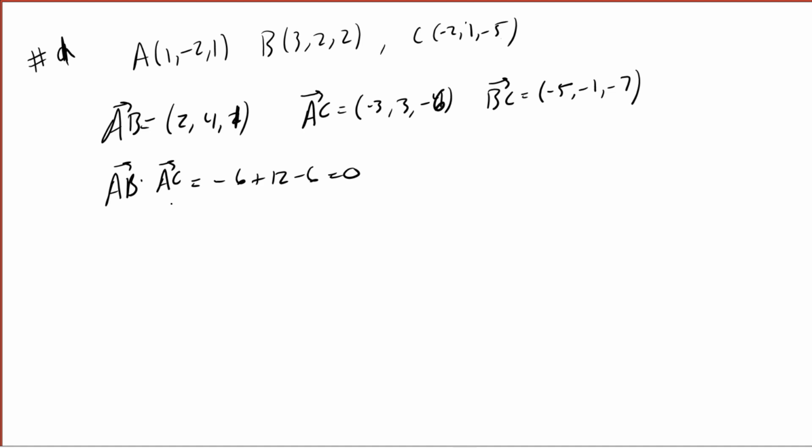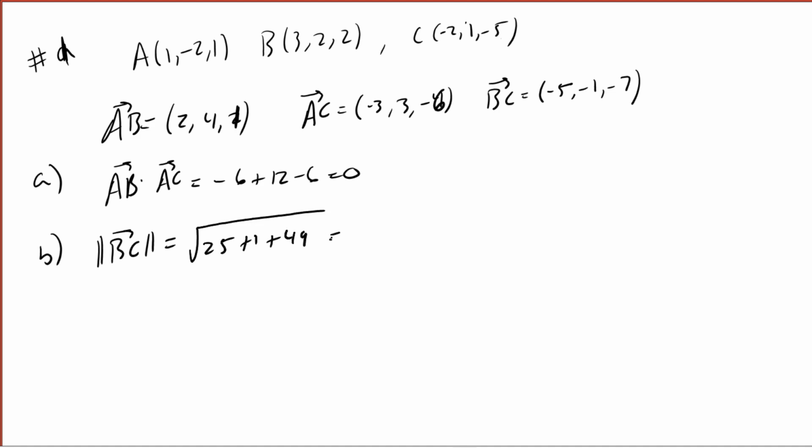So determine the length of the hypotenuse. Well, if these are the two legs of the triangle, because they're at right angles, the hypotenuse is this vector BC. Right, so that's going to be the norm of BC, which is square root of 25 plus 1 plus 49, which is square root of 75, equals 5 root 3.